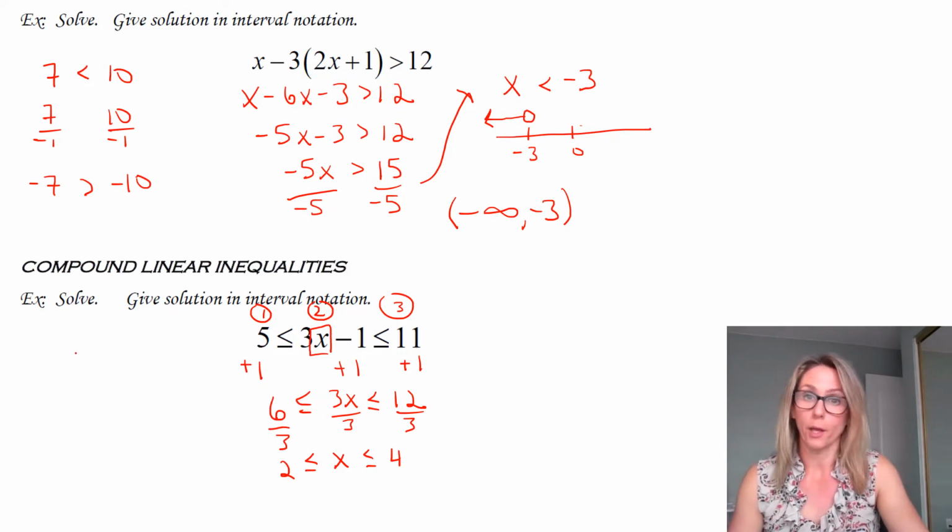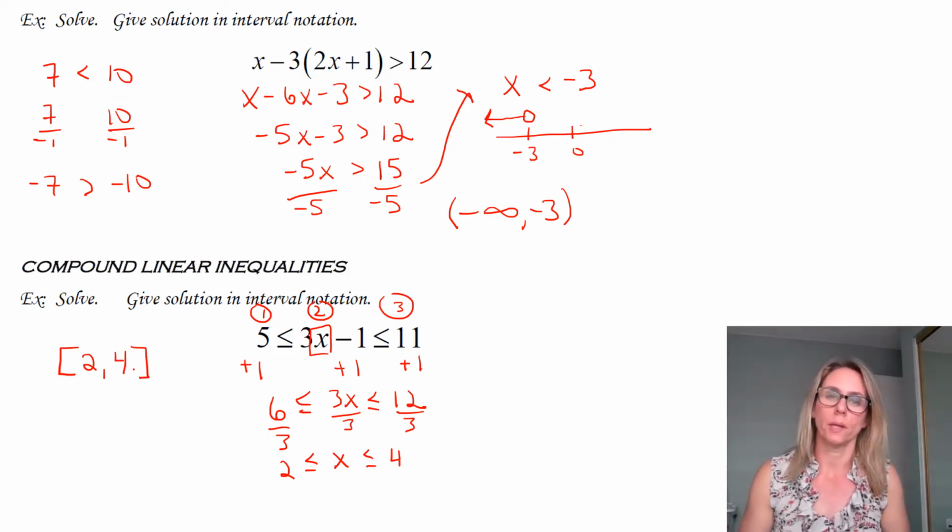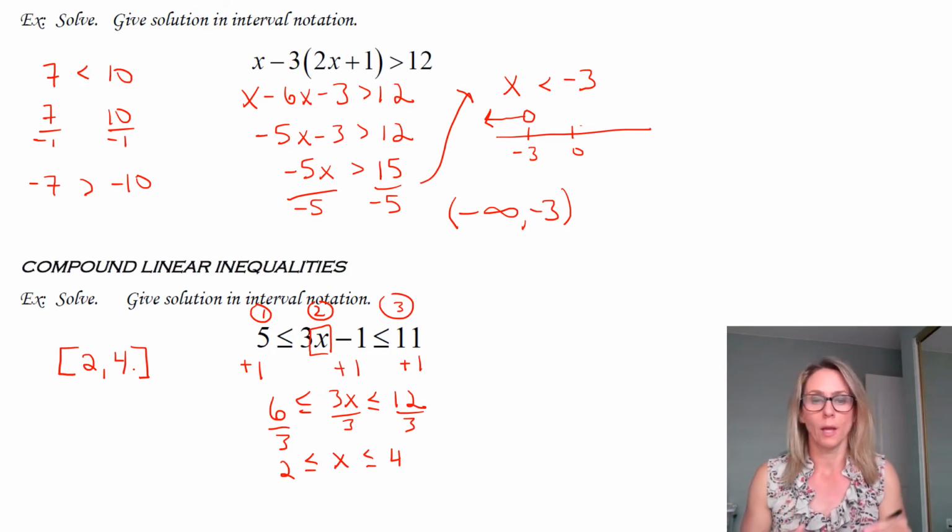So as an interval notation solution, that's going to be from 2 to 4. Notice I'm putting the hard brackets around it because both 2 and 4 are included because of those equal signs in the inequalities.